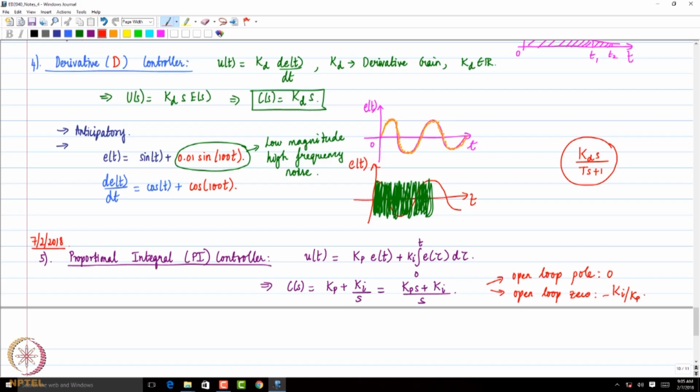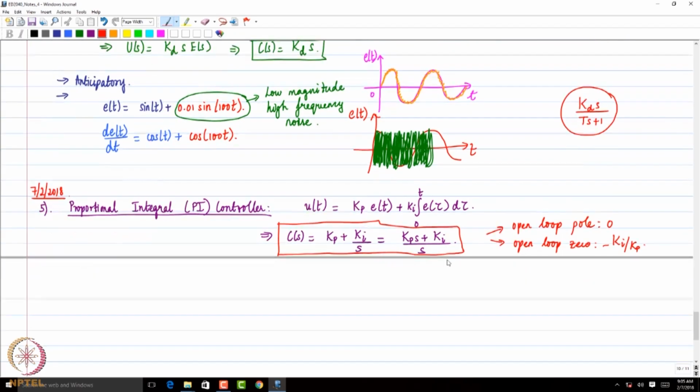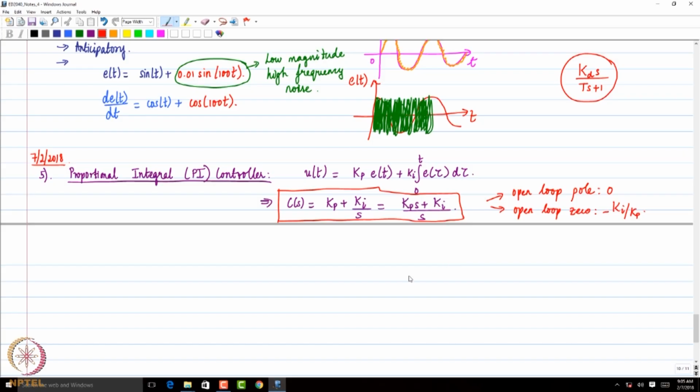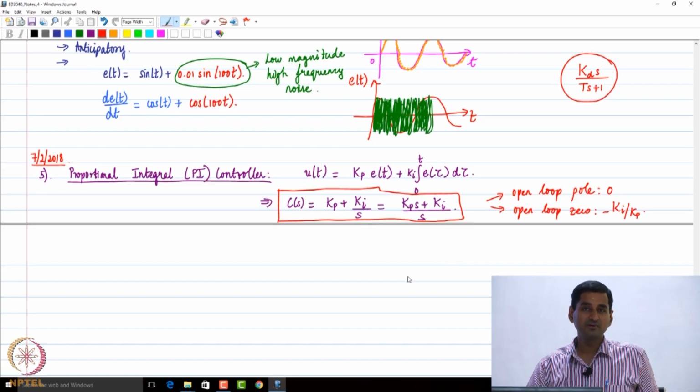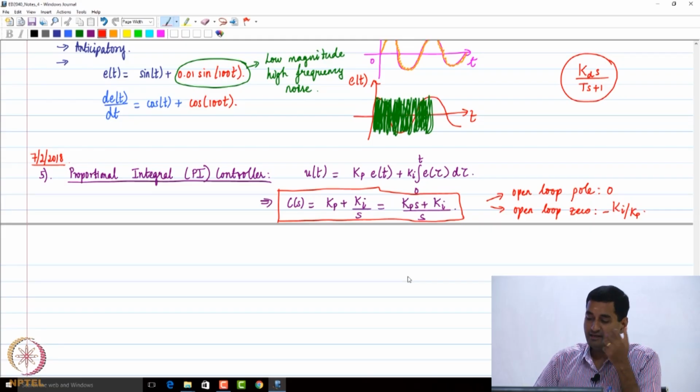So you see that the controller block will introduce this open loop pole and open loop 0. As far as the PI controller is concerned, this is the transfer function of a PI controller. We can see that this is just an addition of both blocks, so it will basically combine the features of both P and I. That's the advantage. And at this juncture, there is something called a controller parameter space.